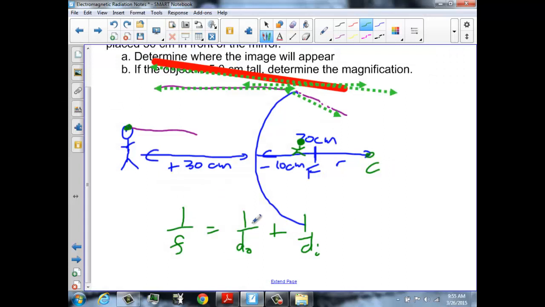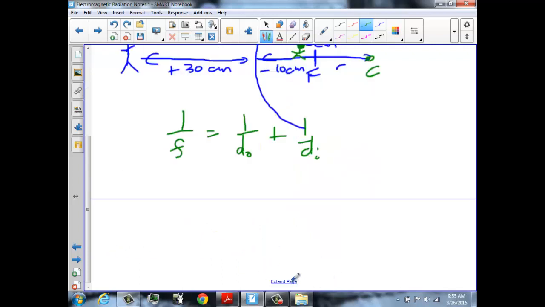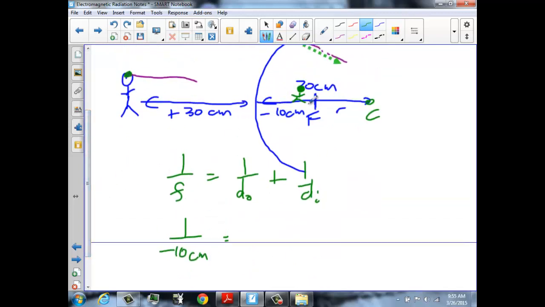Okay, so let's plug in some numbers now. We know our focal length is negative 10 centimeters. The focal length is from the focal point to the actual mirror. We know the distance to the actual object itself is 30 centimeters. And then we want to find the distance to the actual image. So how in the world do I isolate for di?